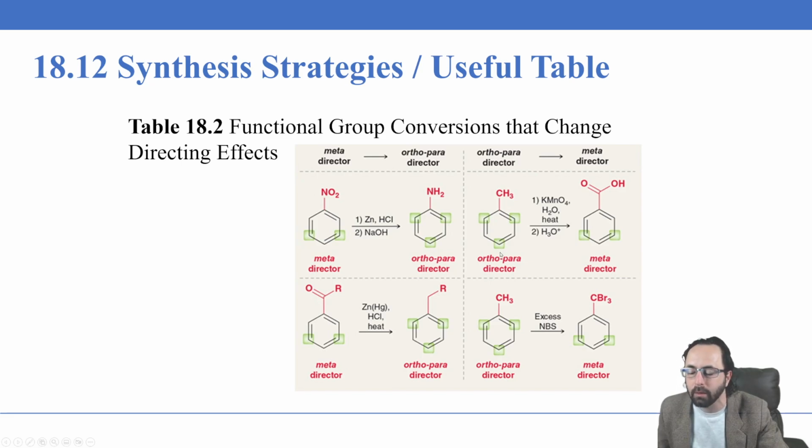If we need a meta-director instead, we could oxidize the alkyl group using potassium permanganate and water, followed up by acid to protonate the resulting carboxylic acid. That is going to be a deactivator and thus a meta-director. If we want to produce a meta-director, another option here is to brominate, which by induction would be electron withdrawing and thus would be a meta-director. So we have to consider these reactions and what kind of direction they produce for the installation of a second group.